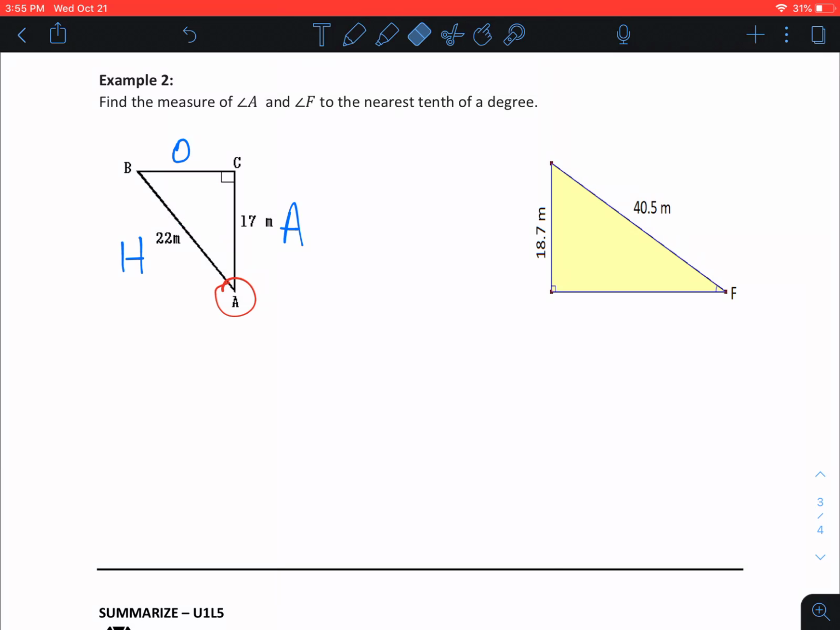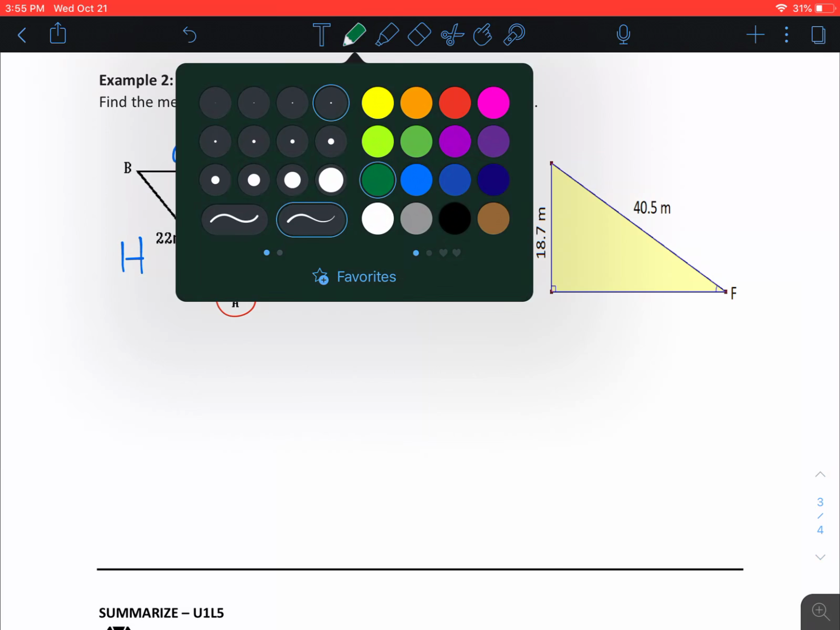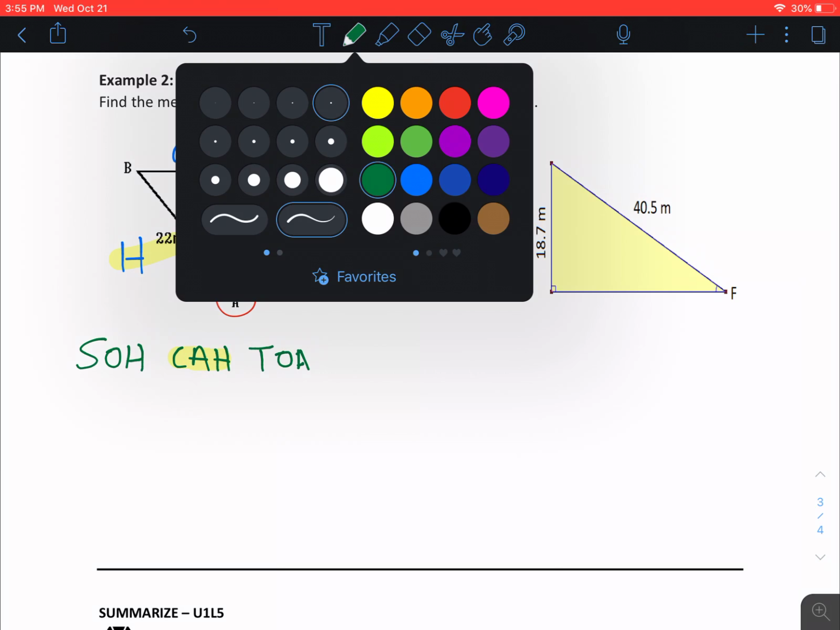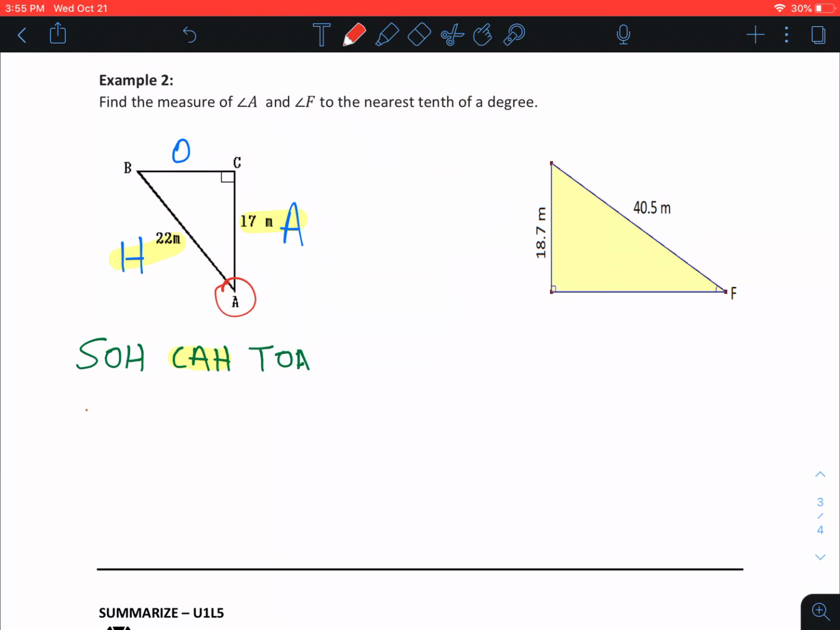Okay, so now my triangle is labeled correctly. I have to choose the trig ratio that I'm going to use to solve this question. So we remember our trig ratios with SOHCAHTOA. And in the question, I know A and I know H. So I want to use the trig ratio that has A and H, and that's going to be the cosine trig ratio.